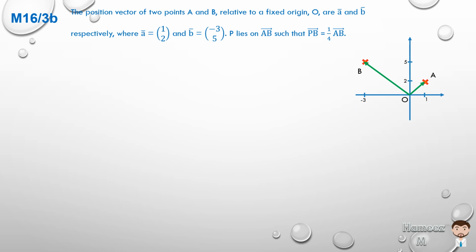P lies on AB such that PB is equal to 1/4 AB. So since we're looking at the vector AB, let's draw a red line to indicate that we're going from A to B. And PB is a quarter of that. So the length of it is a quarter of AB and closer to B. Or we can say that AP is 3/4 AB. Find the coordinates of OP.